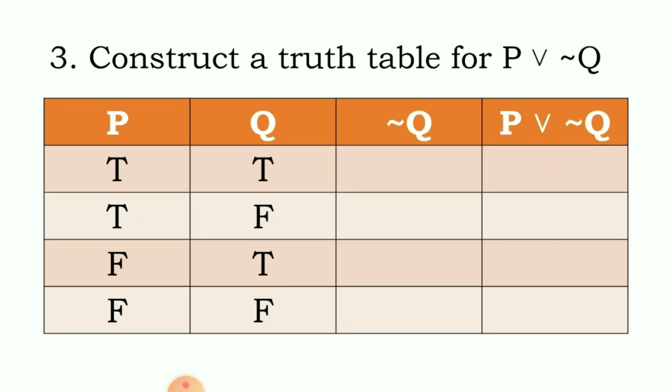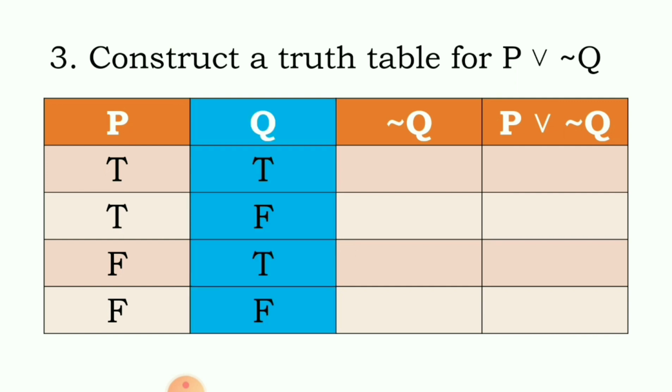Next, construct a truth table for P or negation of Q. So we have on the table all the possible combinations of truth values of the propositions P and Q. First, we need to get the negation of Q. That is the opposite value of the given truth value under the proposition Q. So, if it is true, then that will be false. If it is false, then that will be true. If true, then that will be false. If false, then that will be true.